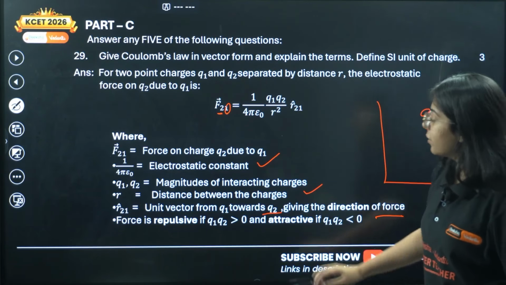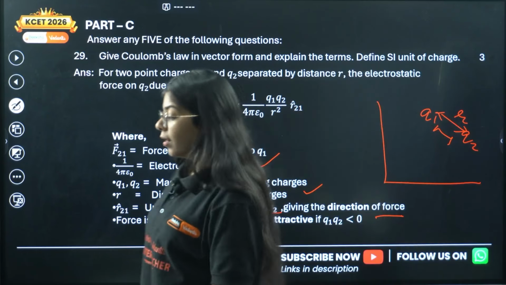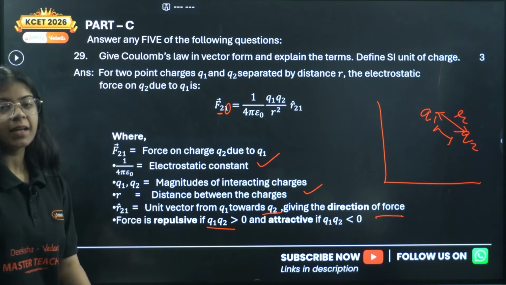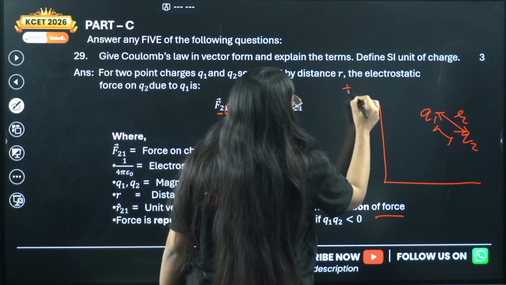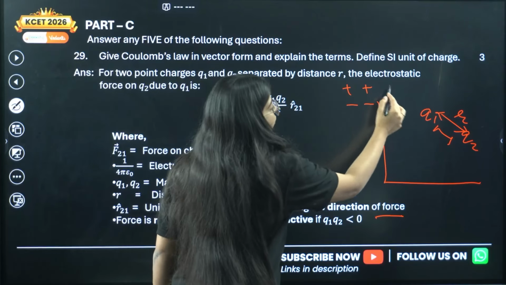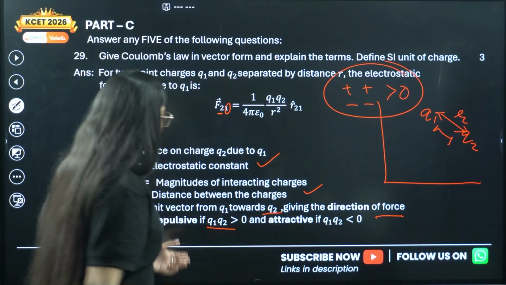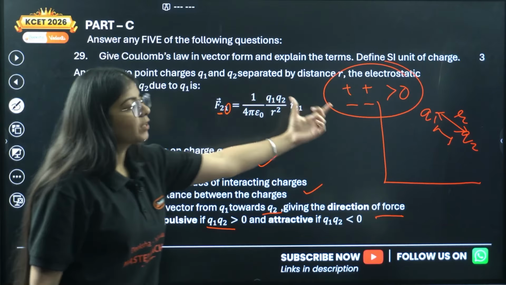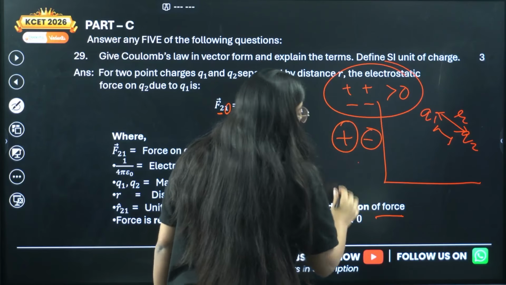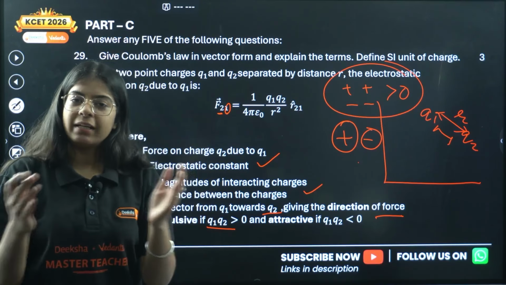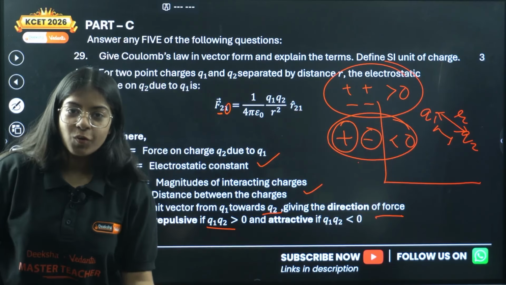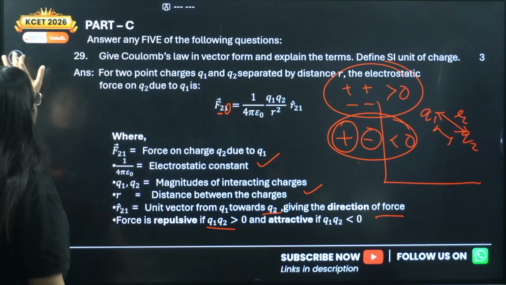One thing more you can write which will make you seem very intelligent: if Q1 Q2 is greater than 0, that means both are positive, or both are negative, then only it will be greater than 0. If Q1 Q2 is greater than 0, it's repulsive. If only one is negative and one is positive, then Q1 into Q2, positive multiplying negative, will be negative, that is less than 0, so that will be an attractive force, correct? Okay, move on to the next question.